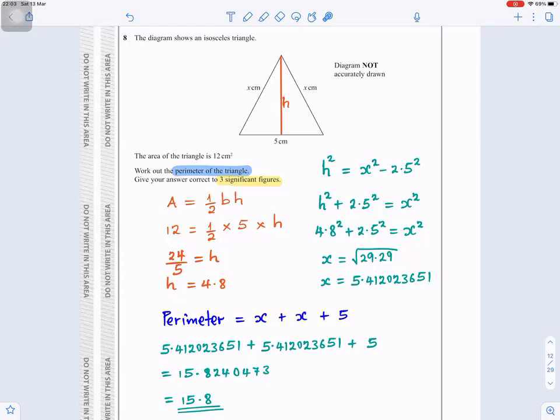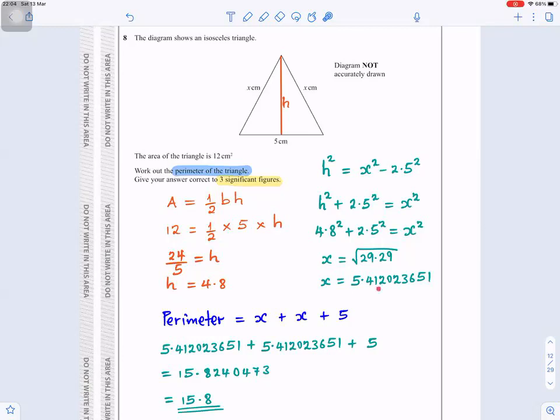Now we want to find x. If you split the triangle with that height, this angle is 90. You would use Pythagoras' theorem. So x squared equals h squared plus half of 5, which is 2.5. So h squared plus 2.5 squared equals x squared. h is 4.8. So 4.8 squared plus 2.5 squared equals x squared. If you square those and add them, you get 29.29, and the square root gives you x to be 5.412.